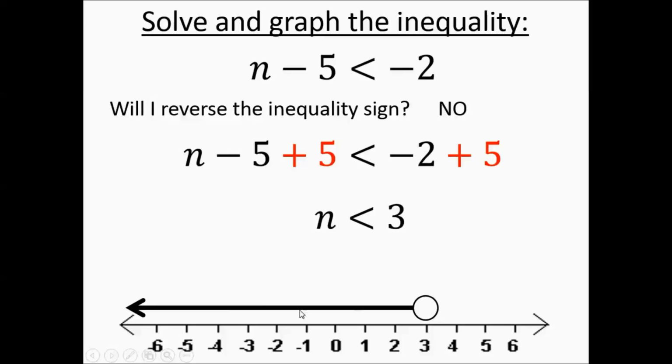That means any number that's under the arrow is going to be a solution for this. If I put in a 0, 0 is less than 3. And if I plug the 0 in the original inequality, 0 minus 5, that works out to negative 5, and that would be less than negative 2. If I put in a negative 6, negative 6 is less than 3, and if I put it up here and work it out, negative 6 minus 5 is negative 11, which is less than negative 2.